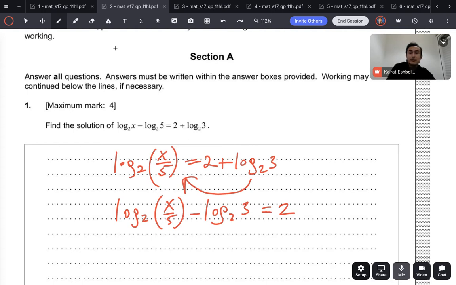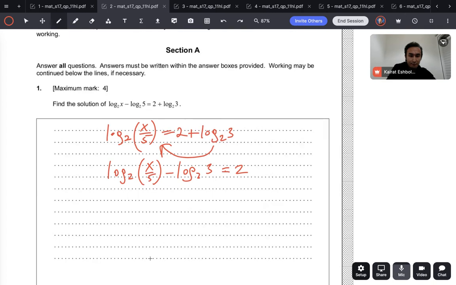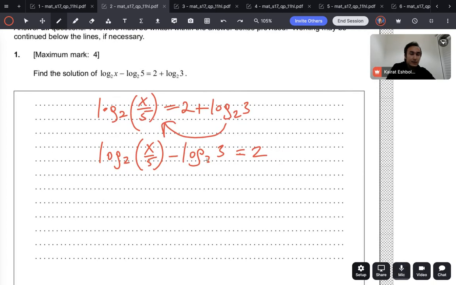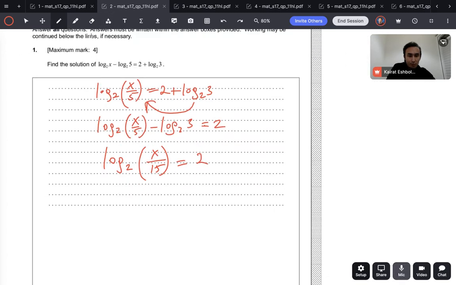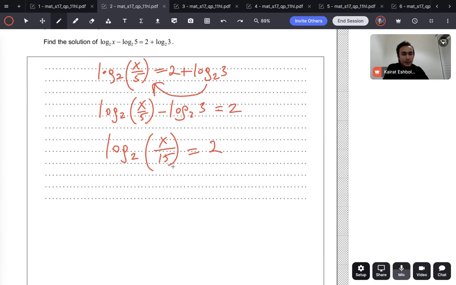Now, using again the same rule that we have used at the very first step, the left hand side in the last equation, we're going to divide x over 5 by 3, and that's going to give us x over 15. So that means log 2 of x over 15 is equal to 2. Okay, so we'll have used only one rule so far.